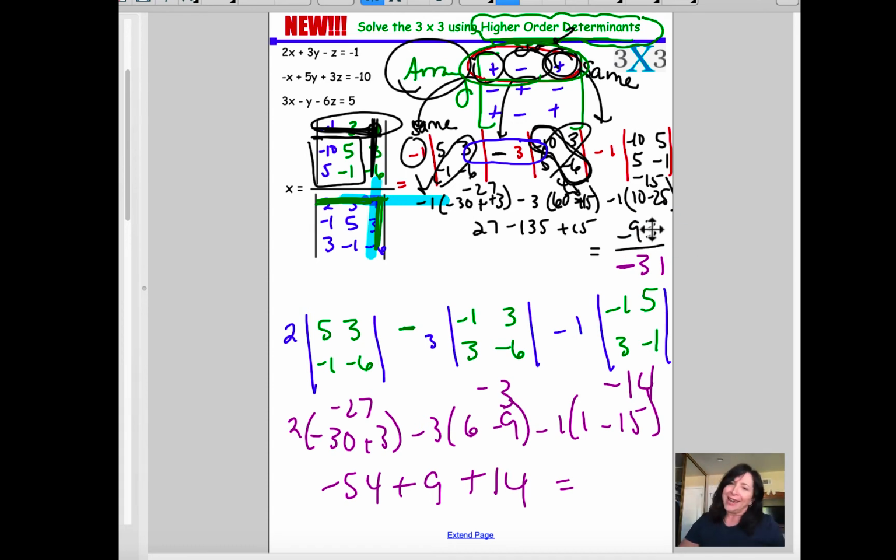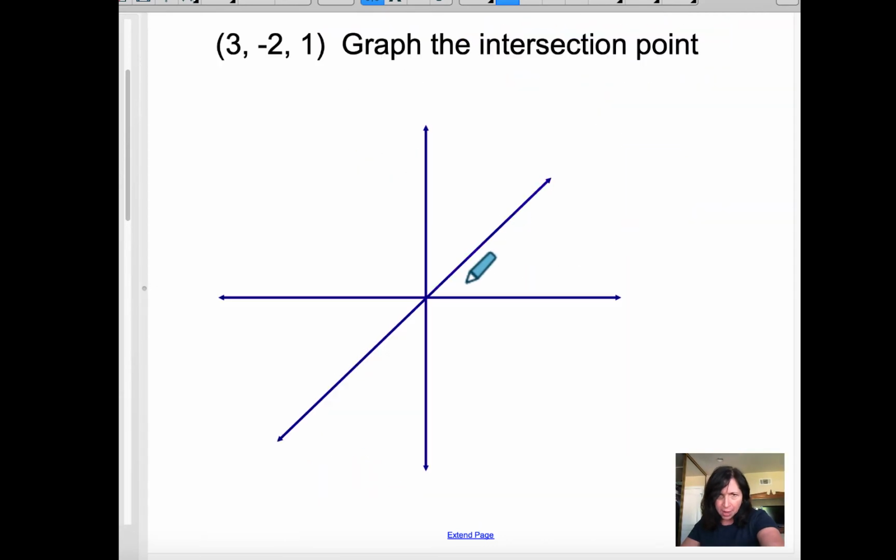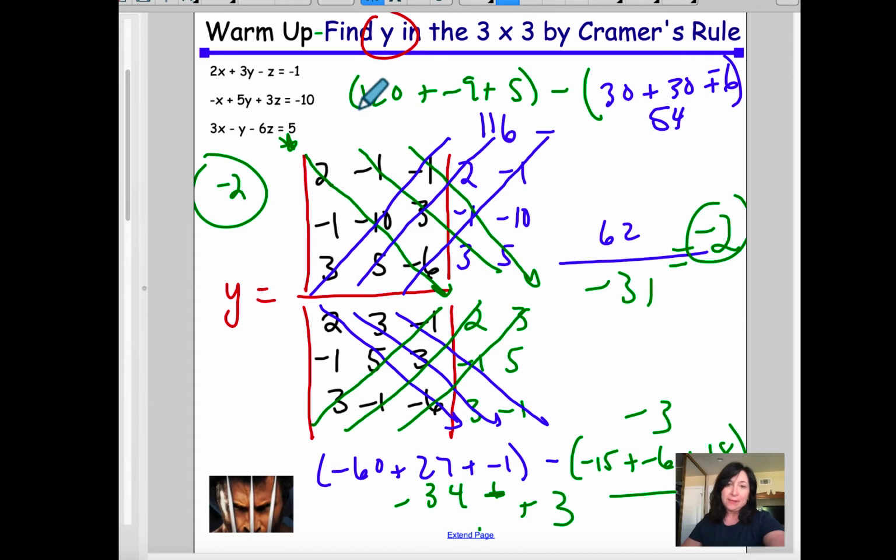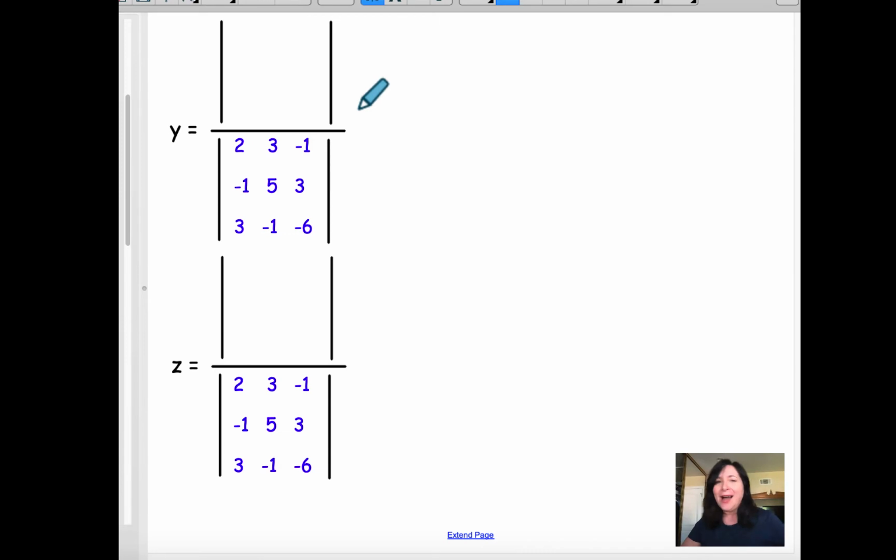So if I divide negative 93 by negative 31, that's 3. So that means my x-coordinate is 3. So let me go back to what we did before. And, oh, there it is, right there. X is 3. Right on, we got it. That's always a good thing, right? Okay, so now let's just look for y and z, except I don't have the values up here. Let's go back.